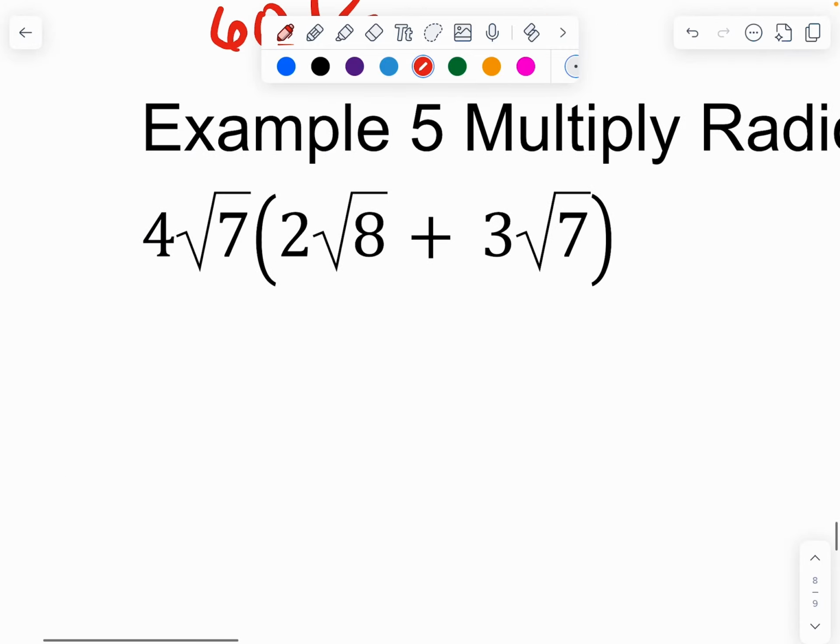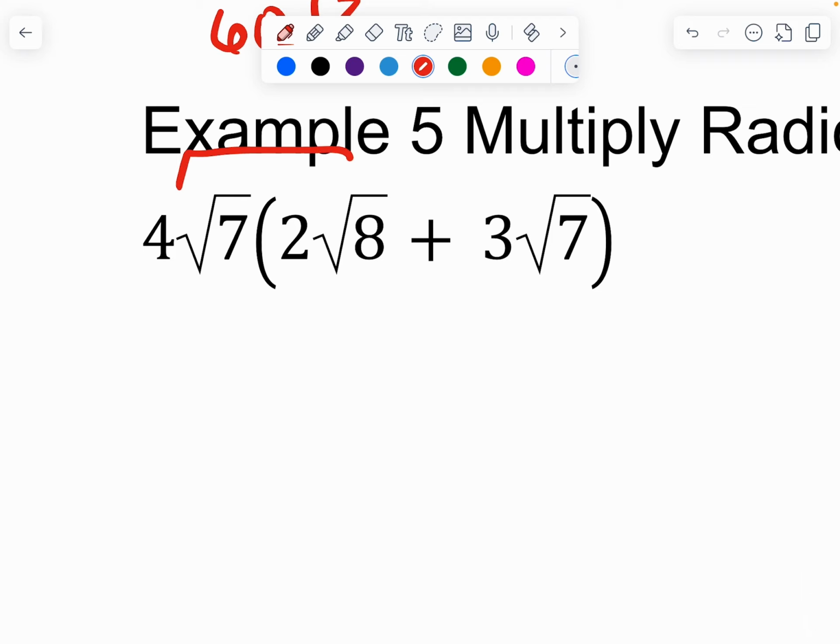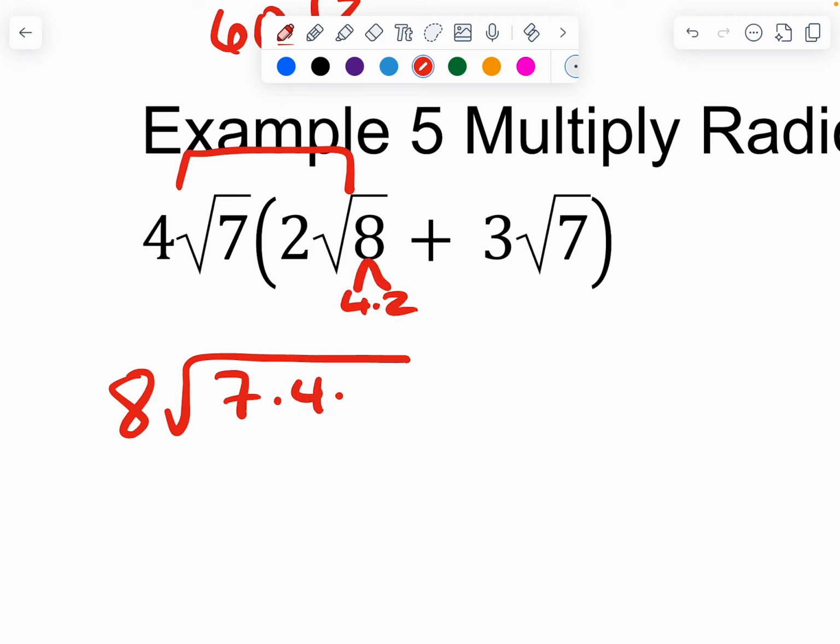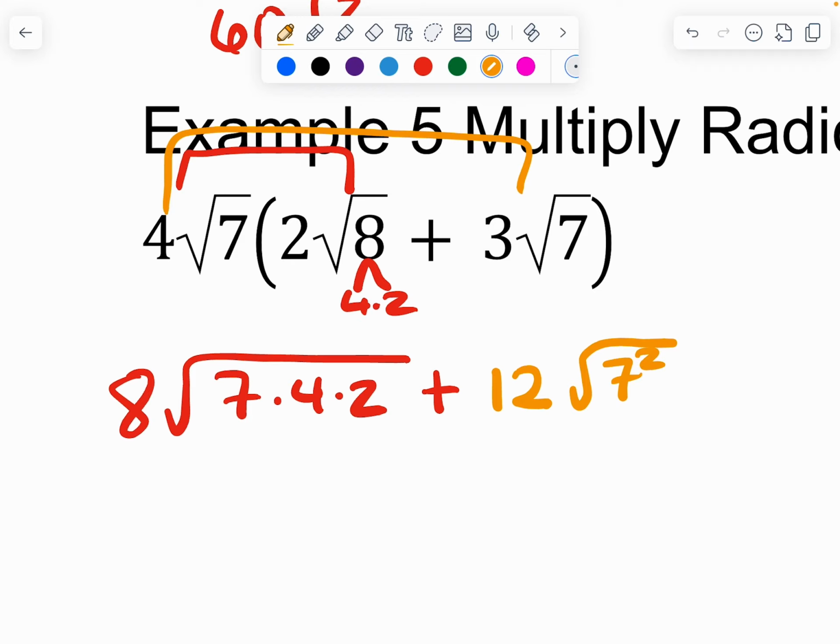Okay, then we're going to try the distributive property. This times this. And I'm going to get, what is that going to be? This is going to be 8 radical, and I'm going to leave the 7. Look at this. This is 4 times 2, isn't it? I'm going to leave it like that. Plus, and then I'm going to multiply these two together, and I'm going to get 12 radical 7 squared, or 49.